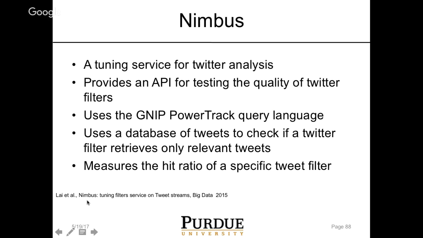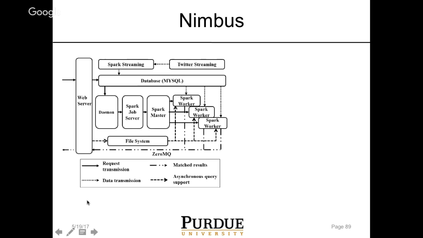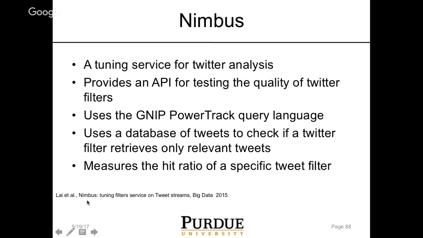The Nimbus service is a tuning service for Twitter analysis. So some companies would like to perform some analysis over the Twitter data, and they impose filters to identify the relevant tweets. And this service is here to test the quality of your filters over the Twitter data. It maintains a subset of the tweets stored in a database, and it uses the Spark system to consume some of these tweets and index them.